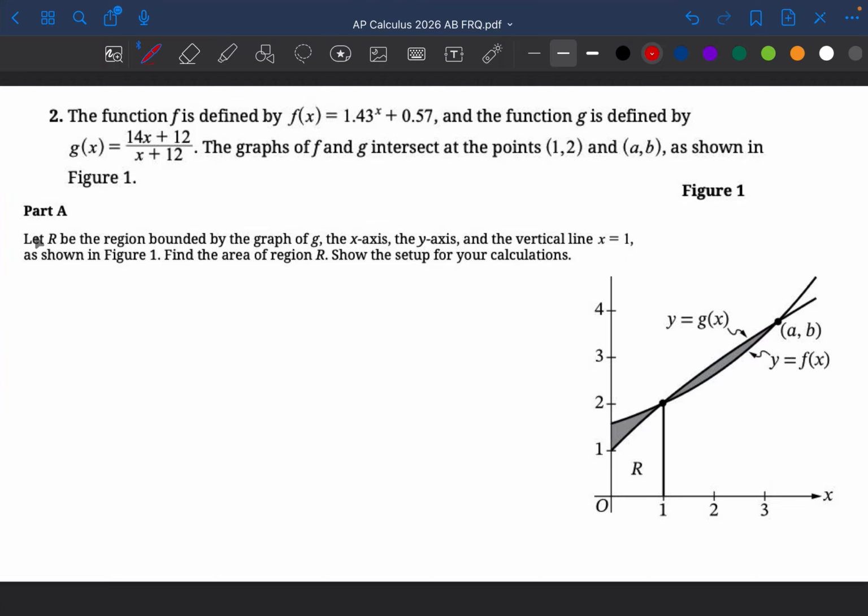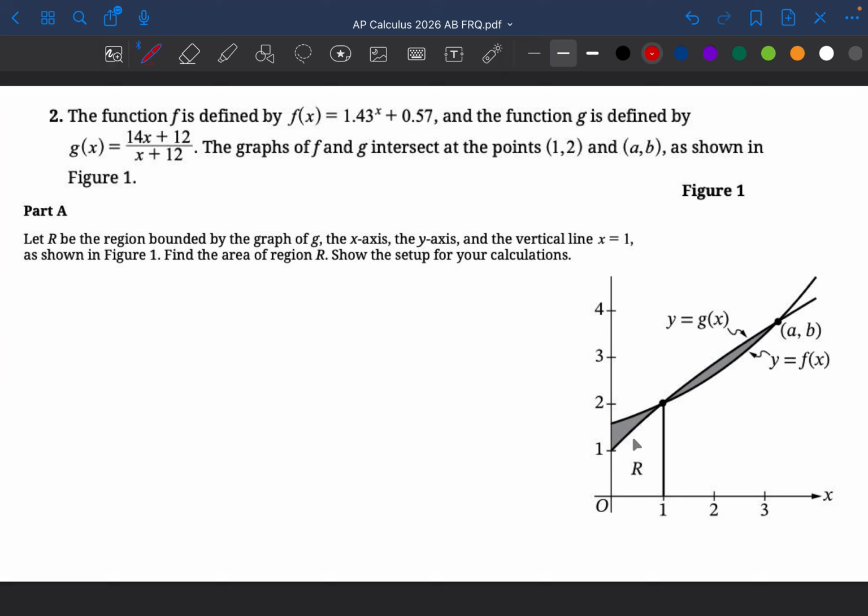Now in part A, let R be the region bounded by the graph of g, the x-axis, the y-axis, and the vertical line x equals 1, as shown in figure 1. Find the area of region R. So that is this region right here.